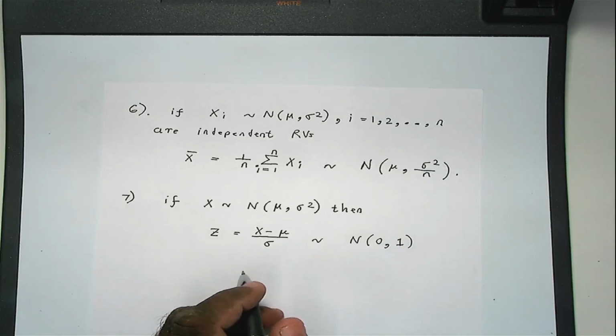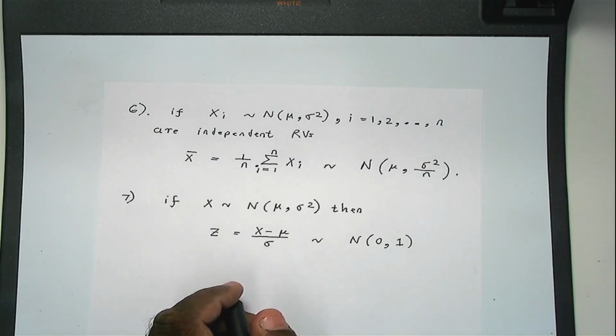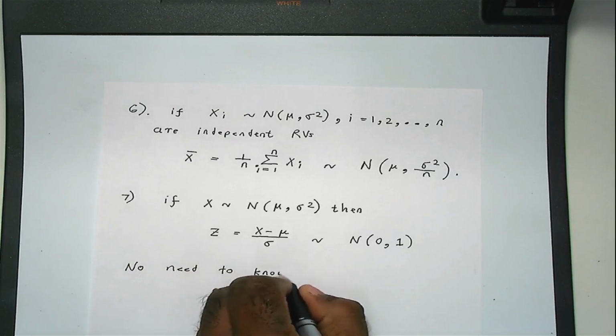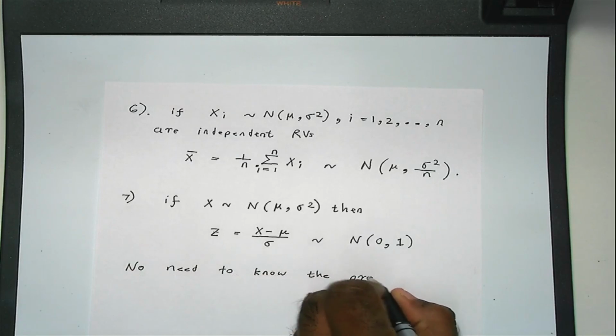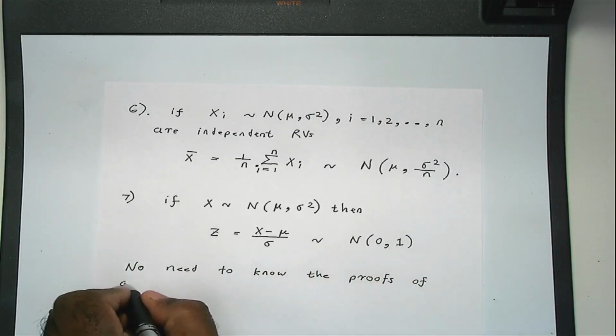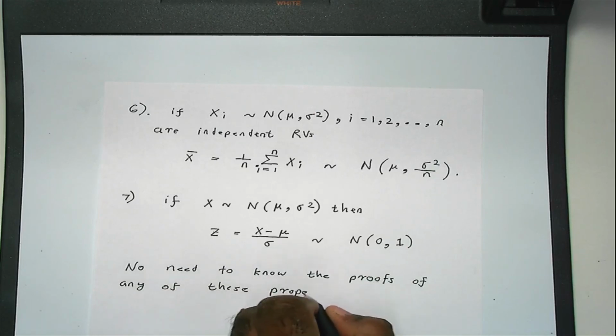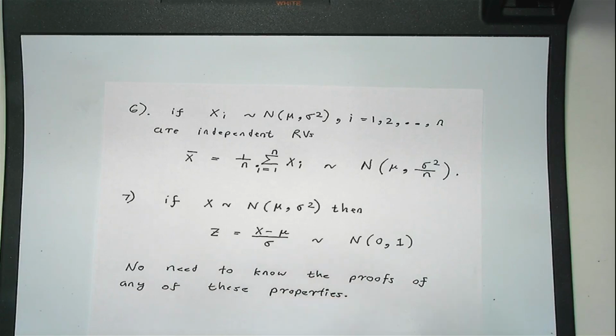Okay, so these are the seven properties of the normal distribution, and once again, no need to know the proofs of any of these properties, right? You only need to know how to apply them. Of course I will do lots of examples later on. Okay. All right, the next thing I'm going to talk about with respect to the normal distribution is estimation.